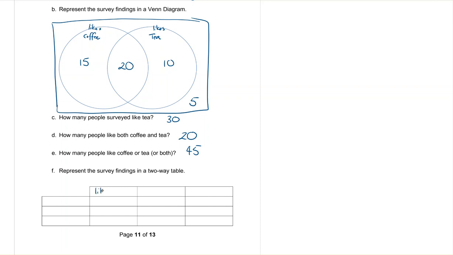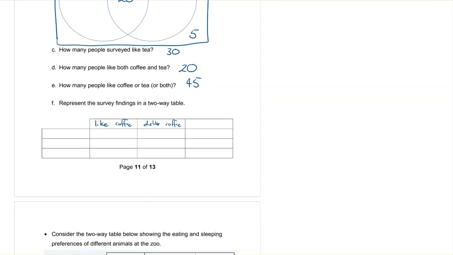I'm going to do likes coffee, because I did coffee in my first circle. Or the other option is to dislike. Remember I said they're always opposites? Dislikes coffee. This one is going to have to be the tea, so it's going to be likes tea, dislikes tea.